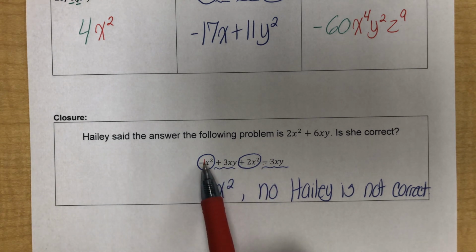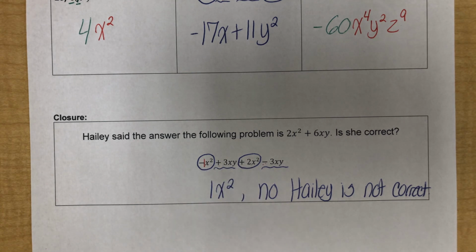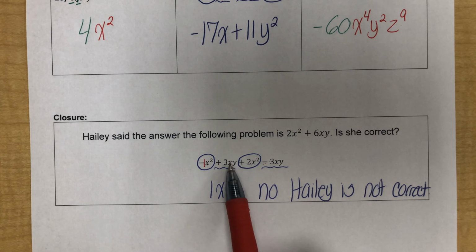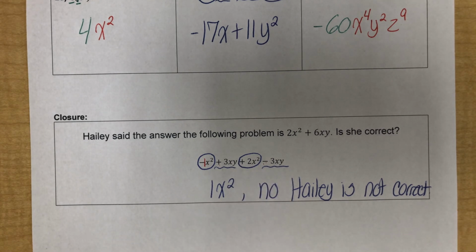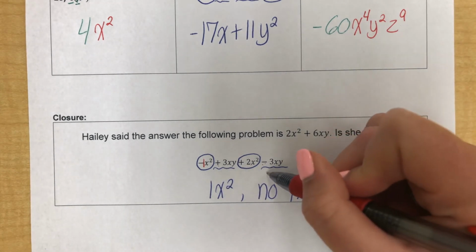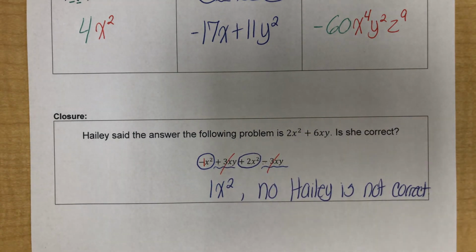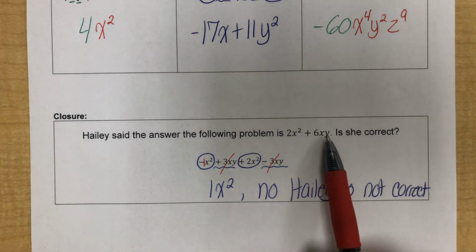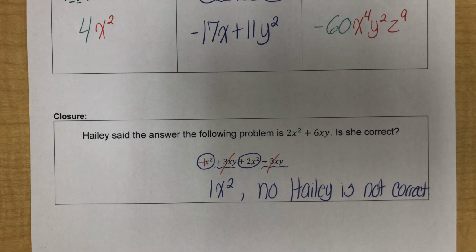So I circled the first and the third, since those have x squared, they're like terms. And then I underlined the second and the fourth term. Since they both have an xy, those are like terms. So -1 plus 2 is a 1x squared. And then a 3 minus 3 is 0. And those just cancel out. So unfortunately, this was the correct answer, not here, and she was wrong.